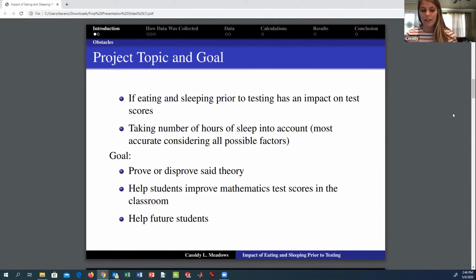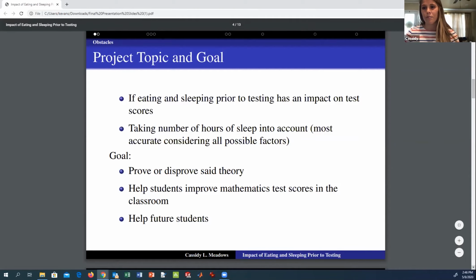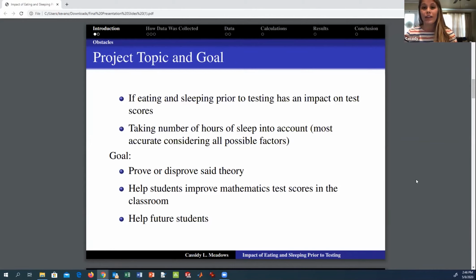That theory was something I often heard before you go take a test: people will say, oh, eat a good meal before you go. And I was wondering, is that really true? If I eat before I test, how much better am I going to do on that test? I also want to help students improve their math test scores in the classroom, because that is an issue we're having nationwide, that math scores are just plummeting and we can't get a hold of it. So I wanted to see if maybe through this simple test tip we could help students improve their scores.